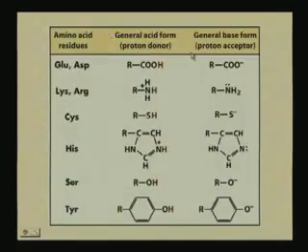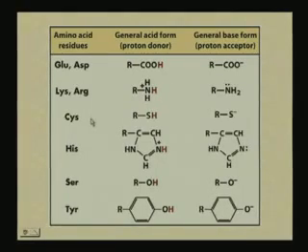Now, when we look at the amino acid residues that are involved in all these mechanistic procedures, this is a slide that I showed you before, but just to emphasize, how each of these amino acid residues can assist in the catalytic mechanism of each of these enzymes is extremely important. For example, glutamic acid and aspartic acid can act as a proton donor, and the anion form can act as a proton acceptor. Lysine and arginine can act as a proton donor as well as a proton acceptor.